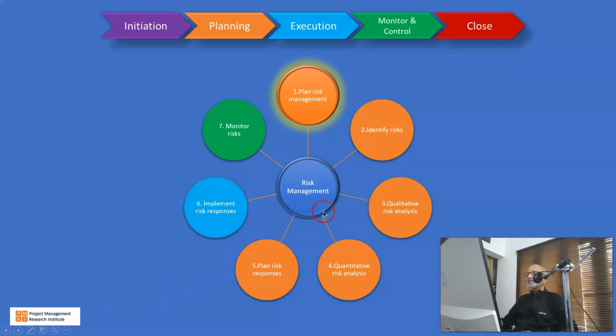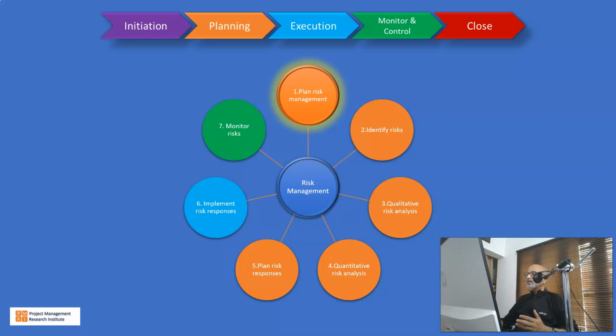Risk management comprises of plan risk management, then identifying the risk, then performing qualitative risk analysis, then performing quantitative risk analysis, then plan risk responses, then implement risk responses, and monitoring and controlling of the risk.